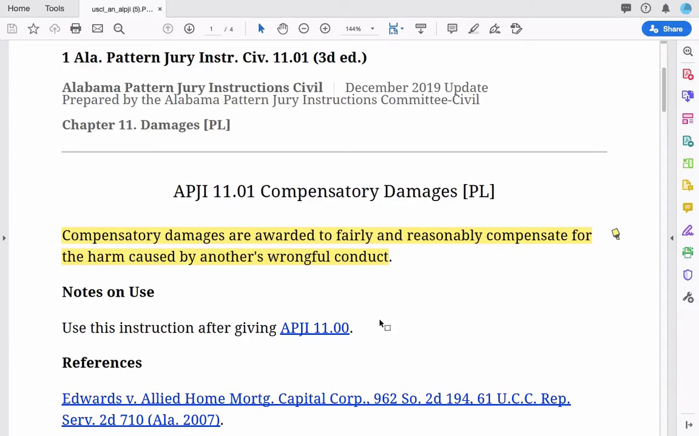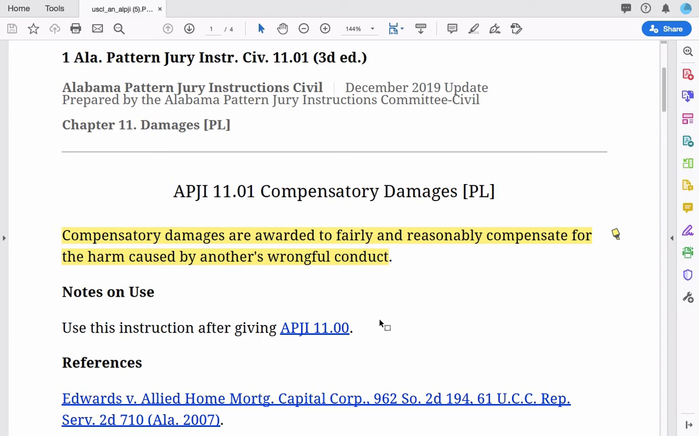We're going to talk about jury charges for damages. These will be the general jury charges on damages. In most cases, and I'm excluding a lot of consumer law type cases, there are three types of damages: compensatory, nominal, and punitive.